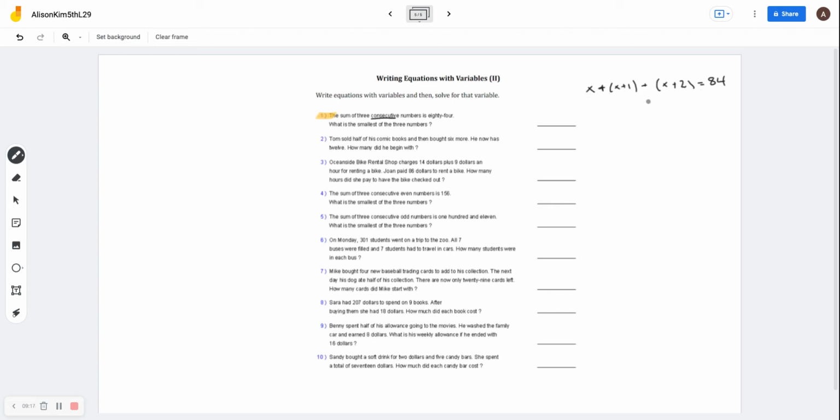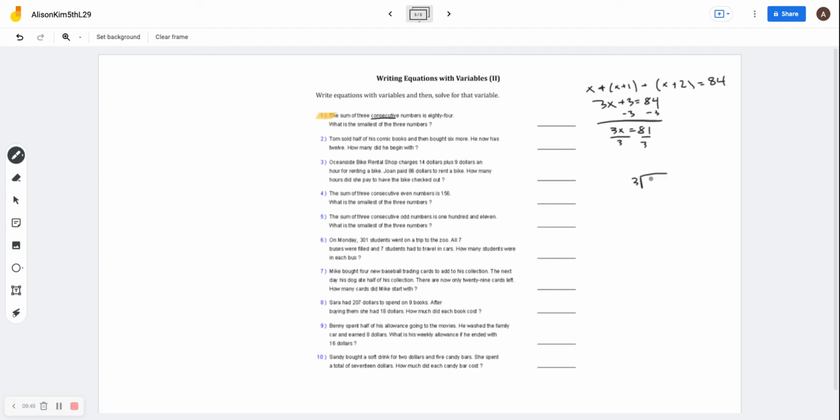Now let's do some like terms. X plus X plus X is 3X. 1 plus 2 is 3. All equals 84. And then we want to solve for the X, right? So we're going to subtract 3. And then we get 3X equals 81. And then we want to divide by 3 to get the X alone.